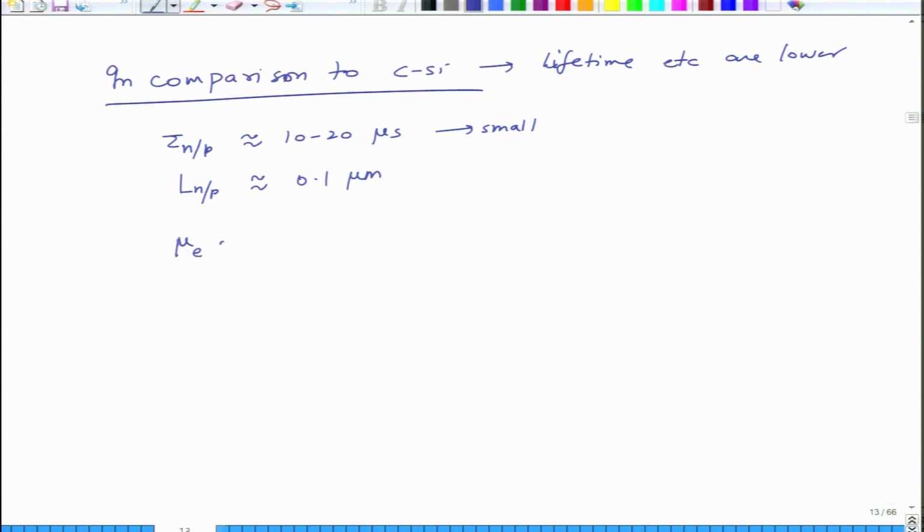Mobilities are also very low. Electron mobilities are of the order of 10 to the power -2 to 10 to the power 1 centimeter square per volt second, and hole mobility is 10 to the power -3 to 10 to the power -2 centimeter square per volt second. So, these are the issues.